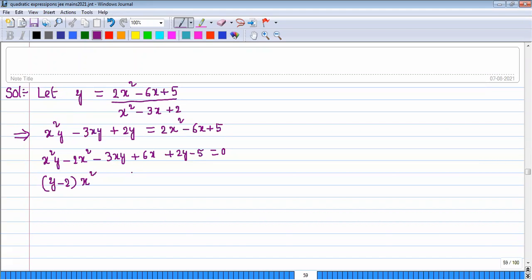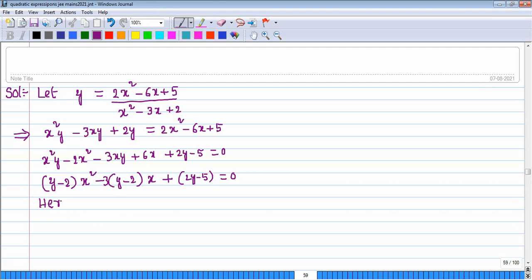What shall we take out common? Minus 3x common. So we get like this. If you take minus 3x common, you will be getting y minus 2 times 3 times x. This is correct. Minus 3xy, minus 3x into minus 2 plus 6x, and plus 2y minus 5 equals 0. So it is a quadratic equation in x.